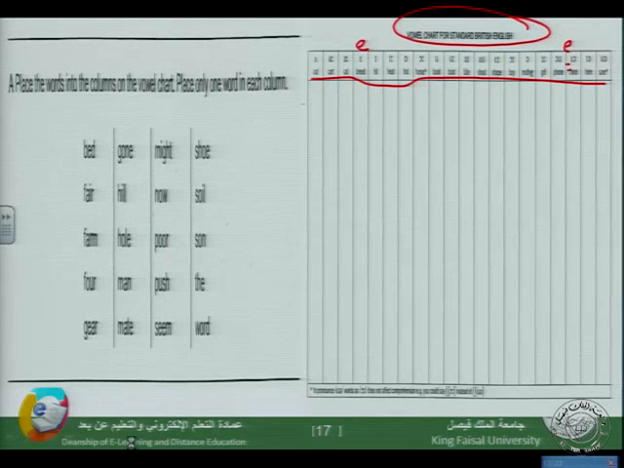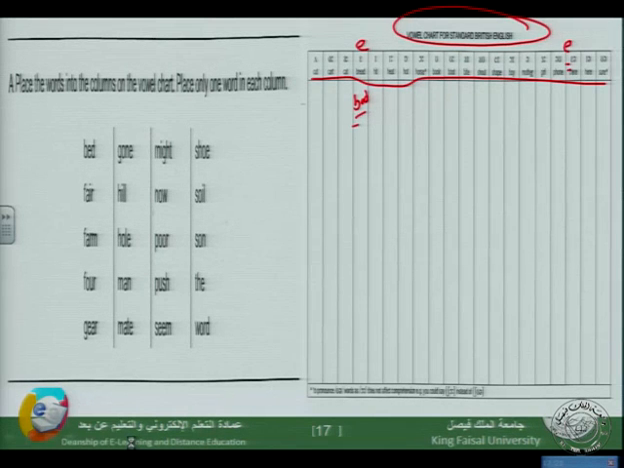I want you to categorize each one and put only one word in each column. Okay, like bed, where can we put it? In the A, in this place, bed, and so on.